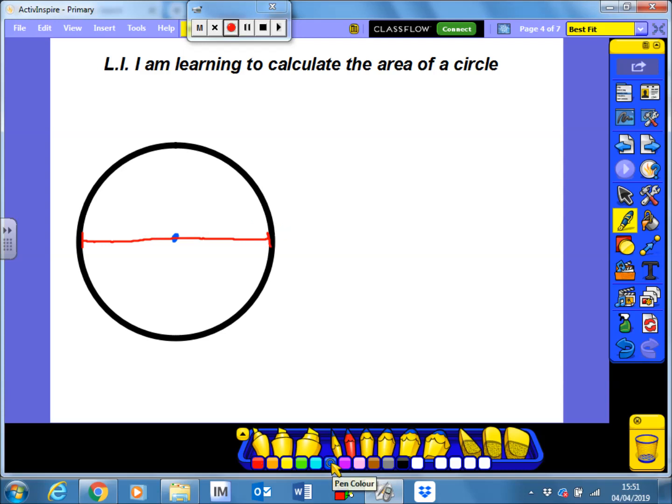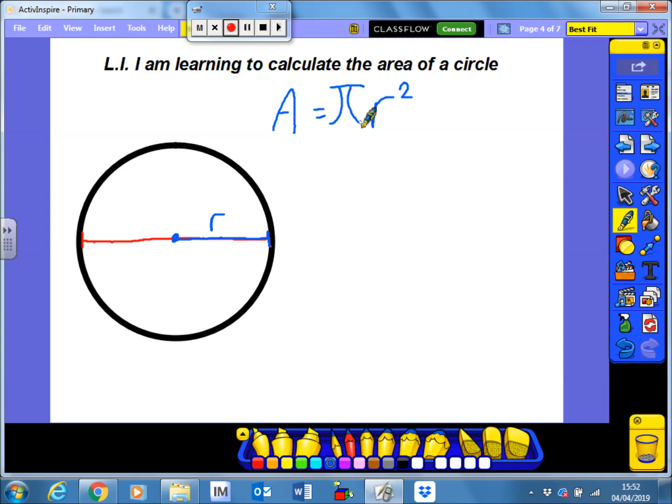But for calculating area, we're interested in something that is not the diameter, but just half of the diameter, and that's called the radius. So the diameter is all the way across, but the radius, which we're just going to call r here, is just half of the diameter. So if we ever want to know what the radius is, we just measure all the way across a circle to work out the diameter and then half it. Now, the area of a circle uses the radius. Actually, it uses the radius squared, and we multiply that by a special number called pi.